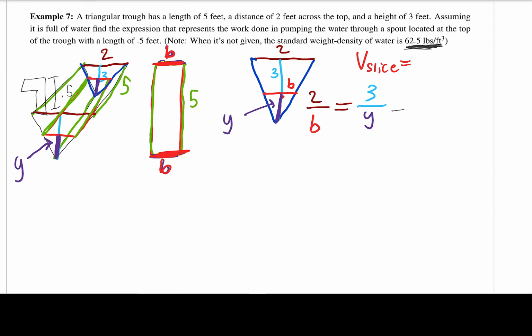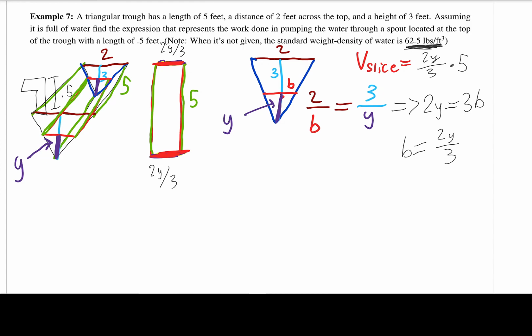I can rewrite this to say that 2y is equal to 3b. Now remember that our goal was to get b in terms of y. So now I can say that b is equal to 2y over 3. All right, so let me go ahead and replace that. So then our V slice is going to be 2y over 3 times 5.